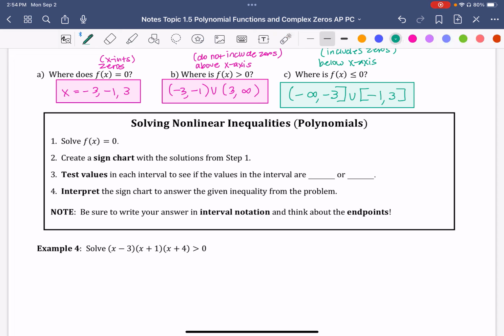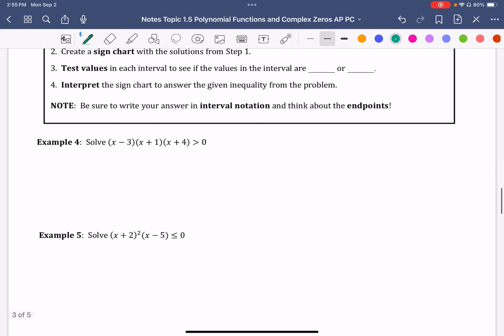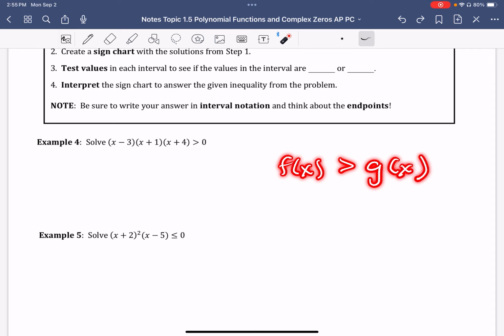This process is actually going to come up in a few other lessons, so it's important that you understand it now before we add on some more stuff to it. So the first thing, you're going to have inequalities. The inequality sign will either be less than or greater than 0, or it could be less than or equal to or greater than or equal to 0, or you can have a function that's greater than another function. So it could be a lot of different scenarios.